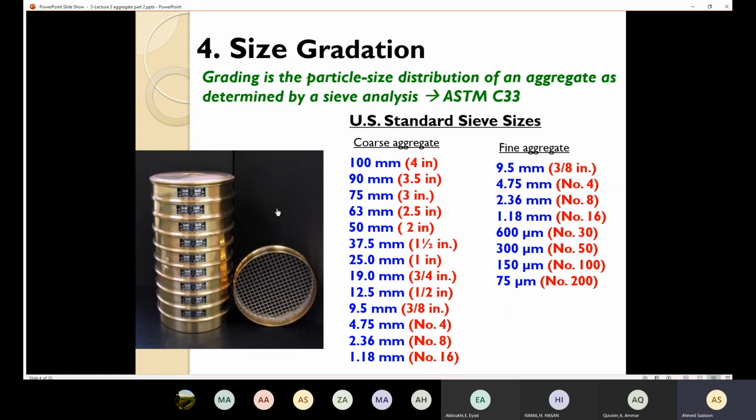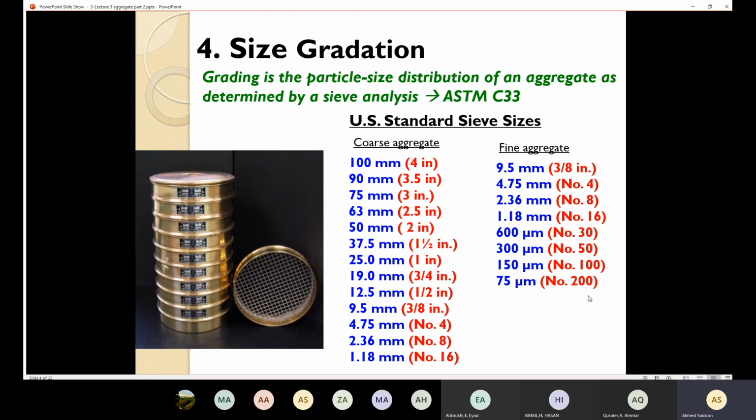In order to determine the sieve analysis for the coarse aggregate, here we are going to use those sieves. We are going to have a 4-inch sieve, up to number 16. Of course, it depends on your situation. If you know the largest aggregate size, you can start from here or start from there. So it depends on the condition of your aggregate, but generally we are going to use those sieves in order to evaluate the coarse aggregate.